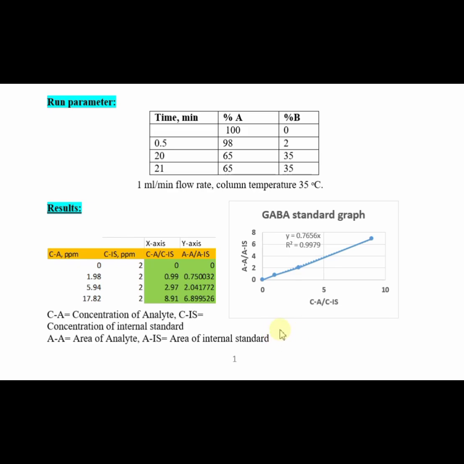So by employing these X and Y axis values, we can plot the calibration curve for GABA. So on the X axis, there is CA by CIS, concentration of analyte, that is GABA, by concentration of internal standard, that is L-serine. And on the y-axis, area of analyte, that is area of GABA, by area of internal standard.